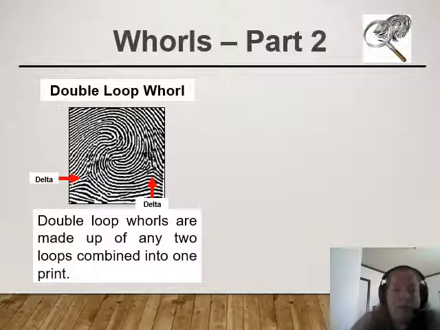This one you see is what's called a double loop whorl. So here's one delta, and here's the other delta. So they're made up of any two loops combined into one. See how the one loop comes this way, and the other loop goes this way? It almost reminds me of like the yin and yang symbol. Okay?